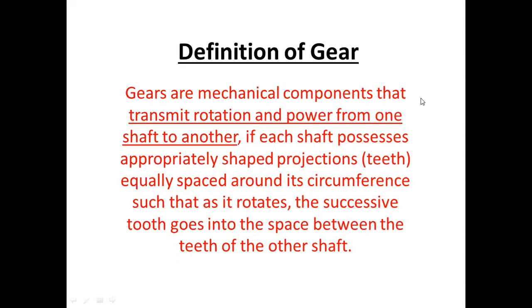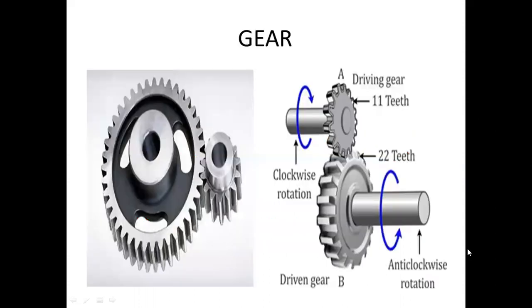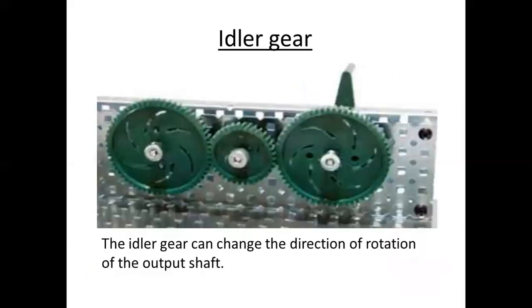Look, this is a gear, and it transmits rotation and power from one shaft to another. This is the driving gear, which has 11 teeth, and this is the driven gear, which has 12 teeth. If this is the driving gear and this is the driven, the speed will reduce and the torque will be high, because we know that torque is inversely proportional to the speed.